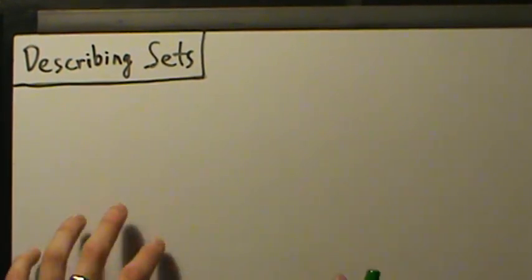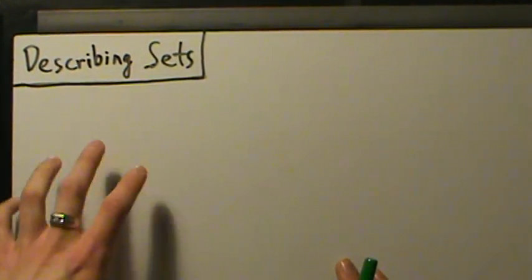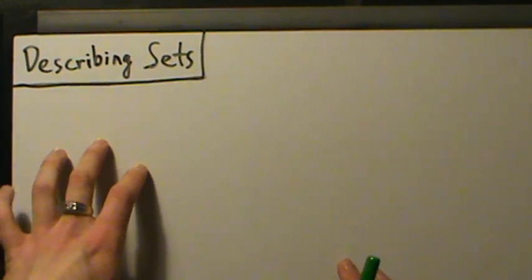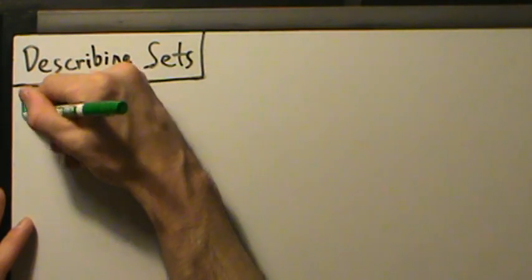Okay, so in the last video we defined what a set is, we talked about members and elements of a set, and things like that. So now in this video we're going to start talking about describing sets. There's a couple common ways that we'll start talking about now. In this video we're going to start talking about the listing method.